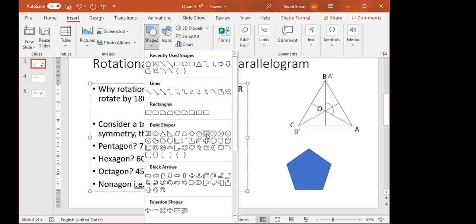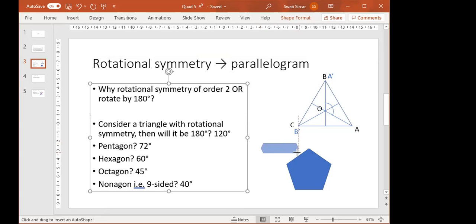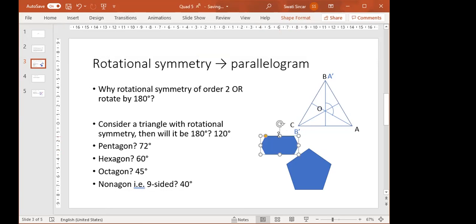Now, let me draw a hexagon. This is a hexagon. Does it have rotational symmetry? A regular hexagon, it has or no? It has at 180. And if you rotate it by 60 degrees, will that work? For a regular hexagon, it will work.